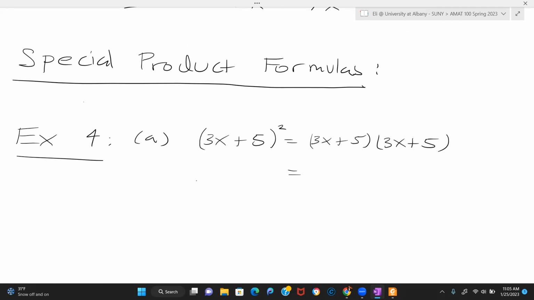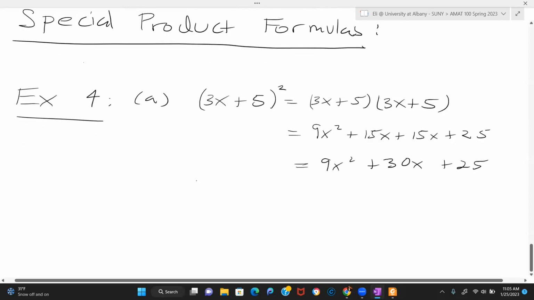And then you just FOIL, and I won't go through it in as much detail as I did before. You're going to get 9x squared plus 15x plus 15x plus 25. And then you simplify that and you get 9x squared plus 30x plus 25. So part B, maybe this one will use the formula.